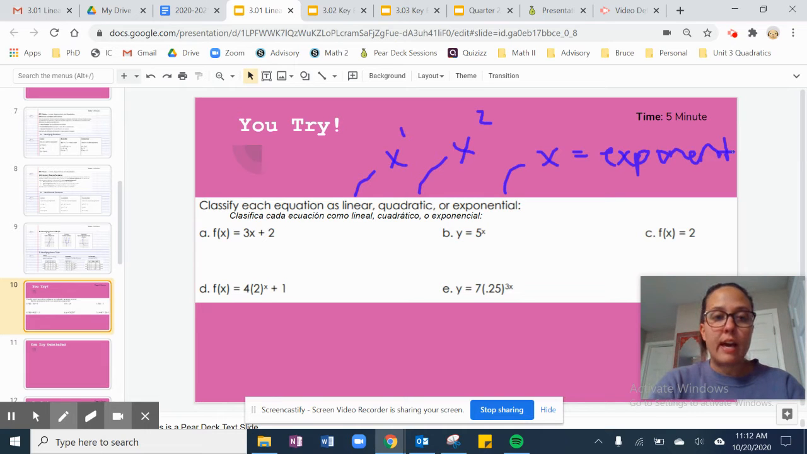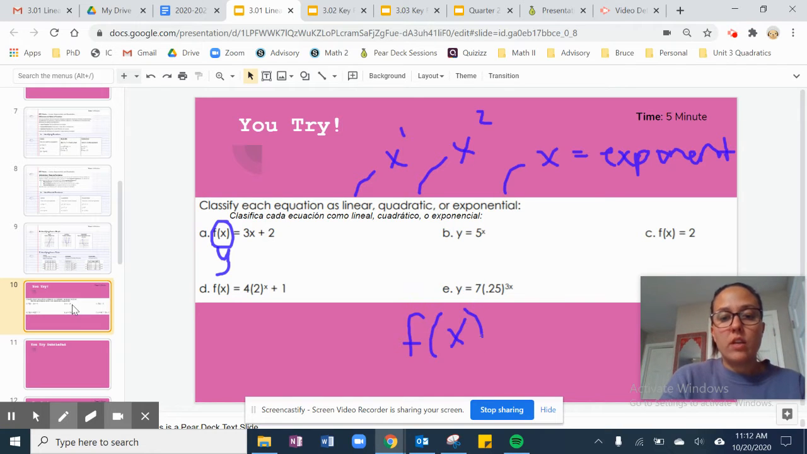For part A, f of x equals 3x plus 2. Remember, f of x is function notation. It's the same thing as saying y. So you can use f of x and y interchangeably. They mean the same thing. We'll talk more about that, though, when we get to function notation.